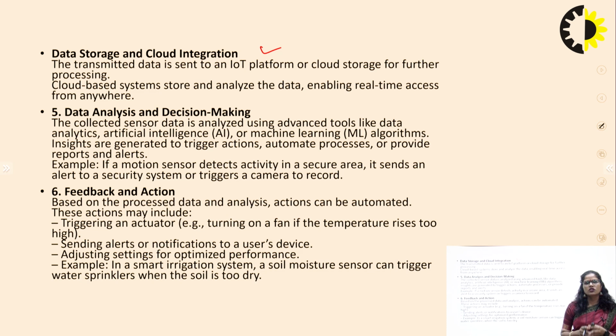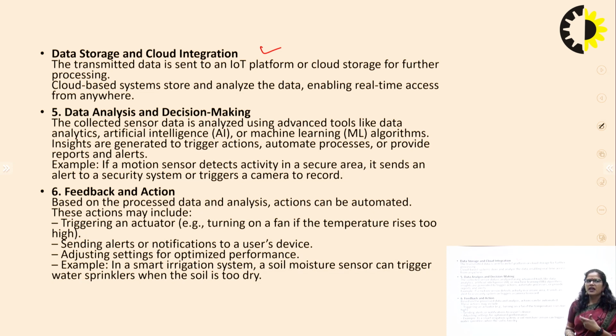This is the basic feature of the IoT, and these actions may include triggering the actuators, because the action is totally performed by the actuators. For example, turning on a fan if the temperature rises to its upper limit or gets too high, right? And sending alerts and notifications to a user's device. If your system observes some unauthorized activities, then definitely the user gets the information about this particular scenario, right? And adjusting settings for optimized performance.